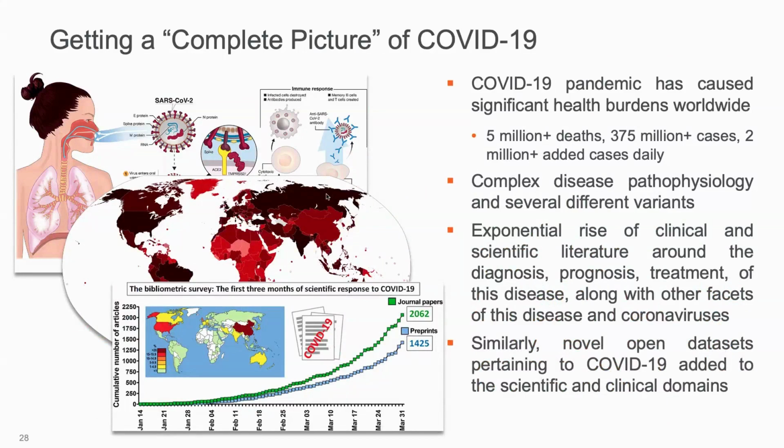And so while the pandemic was raging on, there has also been an exponential rise of clinical and scientific literature around the diagnosis, prognosis, and treatment of this disease, along with other facets of this disease and coronaviruses in general. Similarly, there have been a lot of open datasets pertaining to COVID-19 that have been added to scientific and clinical domains.